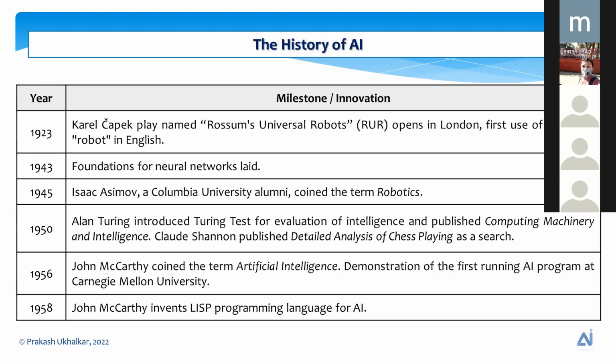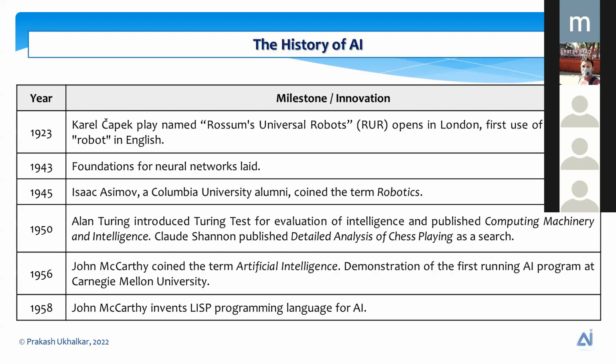Then in 1956, John McCarthy coined the term artificial intelligence, and he is also known as the father of AI, along with the demonstration of the first running AI program at Carnegie Mellon University. In 1958, John McCarthy invented Lisp, the list processing programming language for AI, the most popularly used programming language for AI. In 1964, Daniel Bobrow's dissertation at MIT showed that computers can understand natural language well enough to solve algebra word problems correctly. In 1965, Weizenbaum at MIT built ELIZA, an interactive program that carries on a dialogue in English.